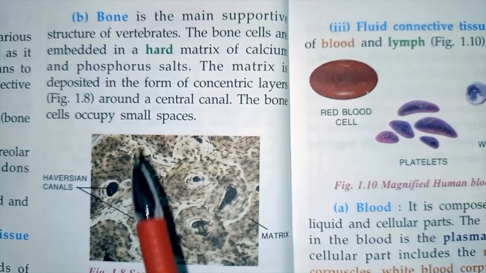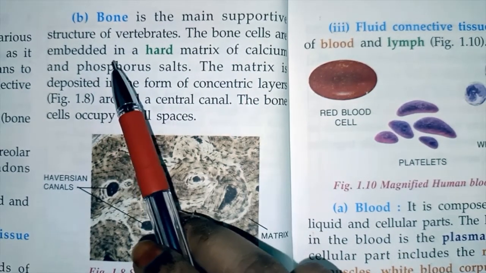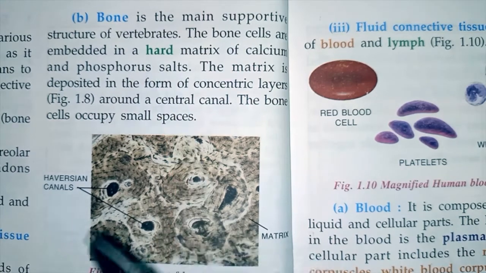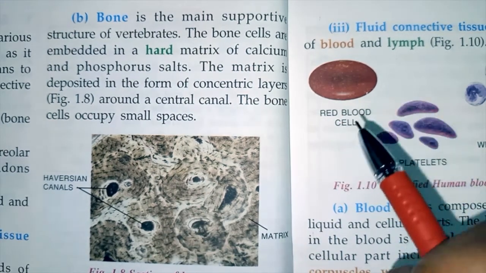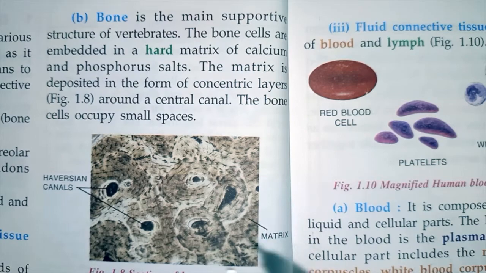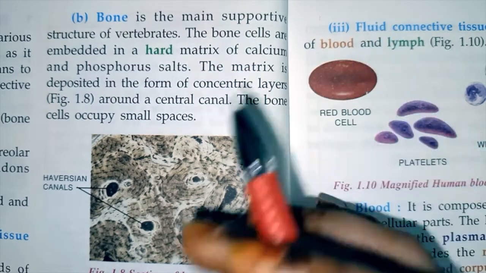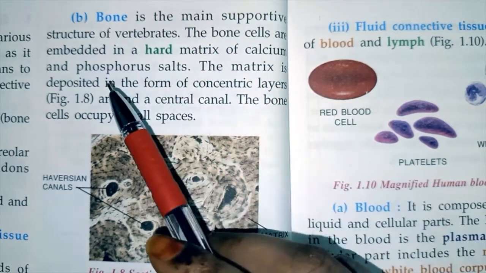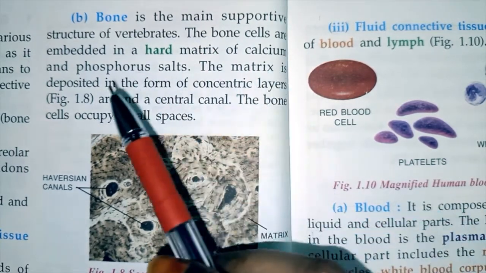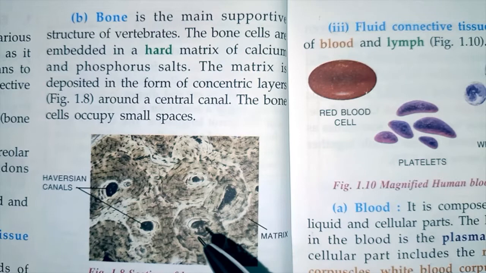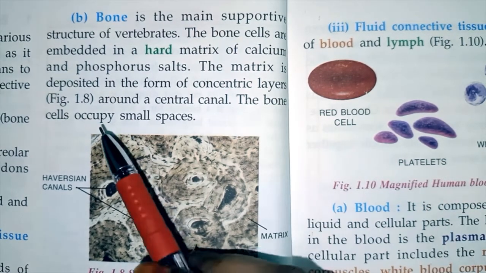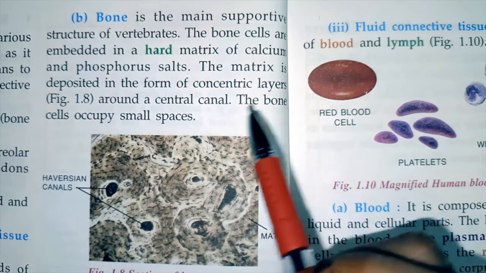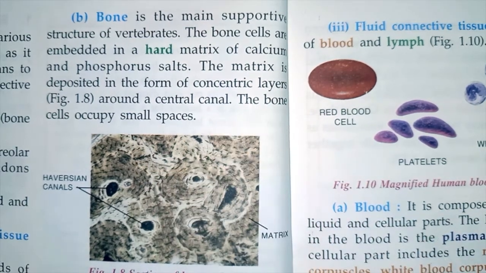Number B is bone. Bone is the main supportive structure of vertebrates. As I already told you, it is so strong that it helps in support. It supports all the vertebrates. The bone cells are embedded in a hard matrix of calcium and phosphorus salt. Their function is to provide support to the body. The matrix is deposited in the form of concentric layers around a central canal. You can see in the image.